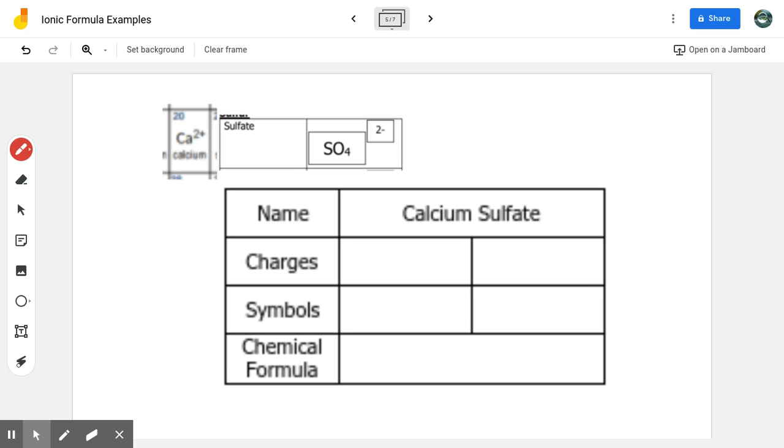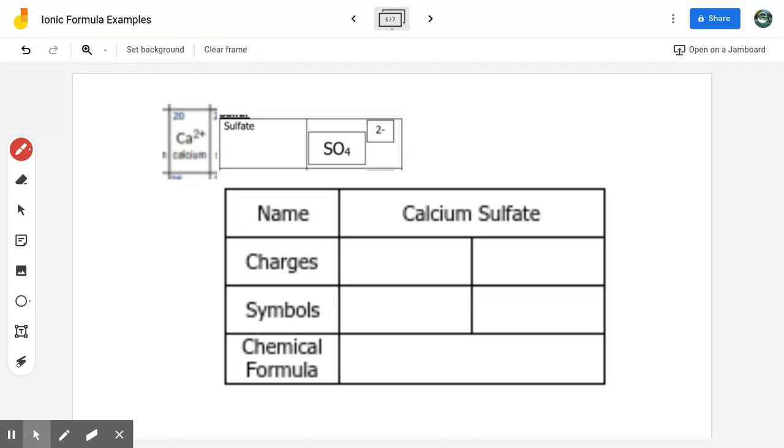Miss Munoz here with some examples from the crisscross ionic formulas. This is the worksheet with polyatomic ions. I'm actually going to do 3 examples in this video, and we are going to start with calcium sulfate. And you're going to need 2 reference sheets for this one.